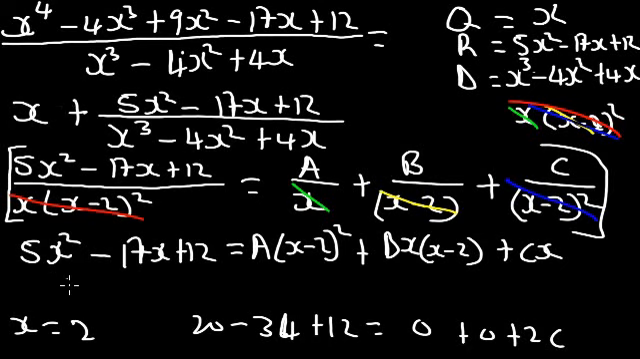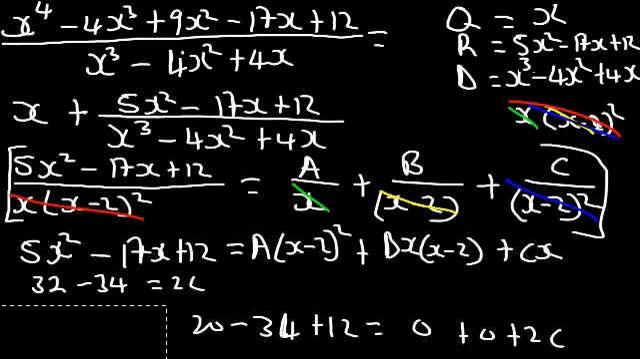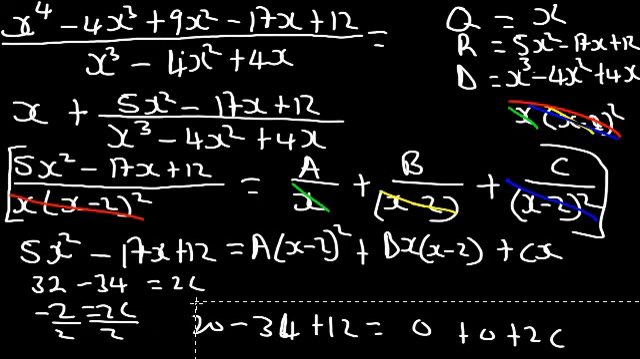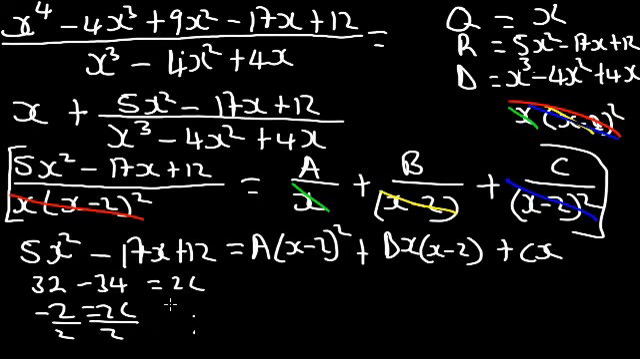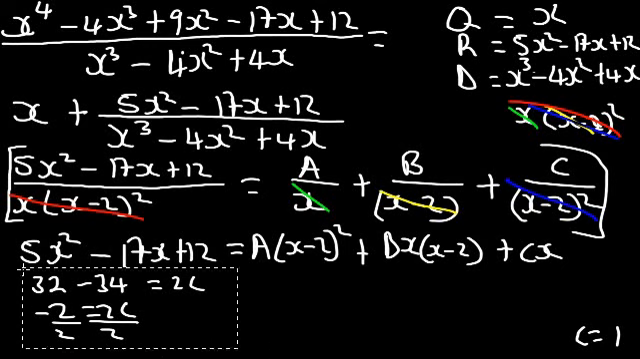20 plus 12 is 32 minus 34 equals to 2c. So dividing 2 by, 32 minus 34, that's negative 2 equals 2c. Dividing 2 by 2, then we eventually have c to be equals to 1. So c is equals to 1. So let me just put that here. C equals 1. Now, which other variable should we determine next?